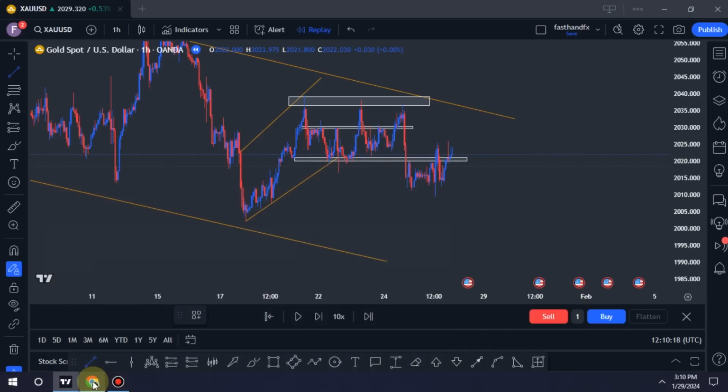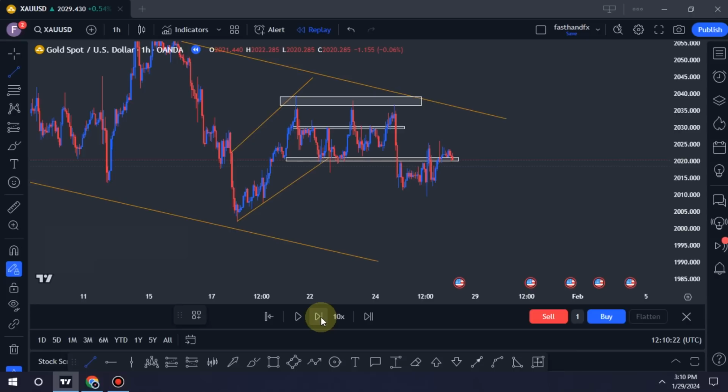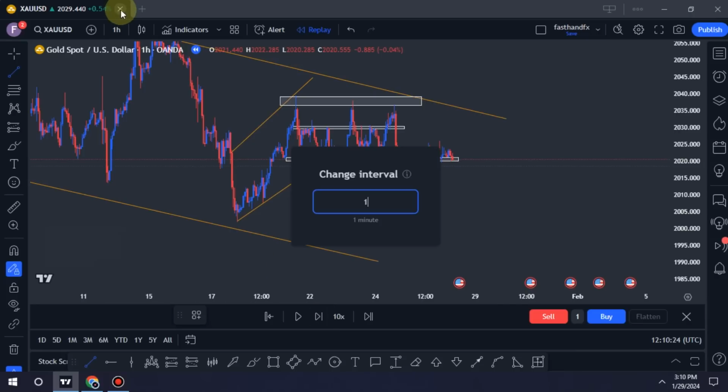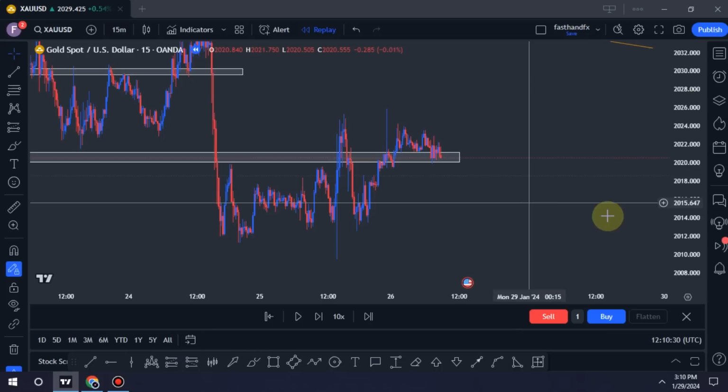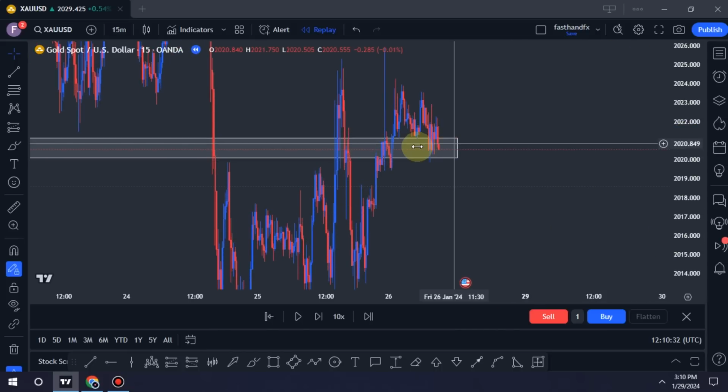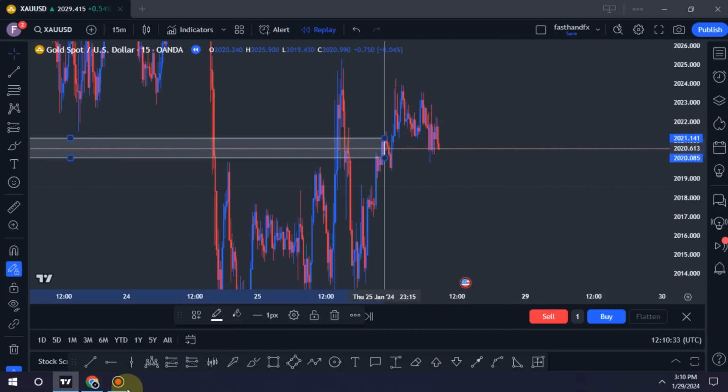Yeah, so gold did that, then the market continued doing its thing. Oh, just a minute. Now to the 15. Remember I told you guys that now I'm waiting for a reversal structure, something like a double top. And yes, I saw a double top. You can see that.